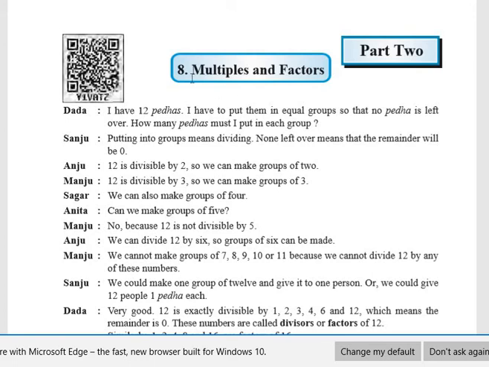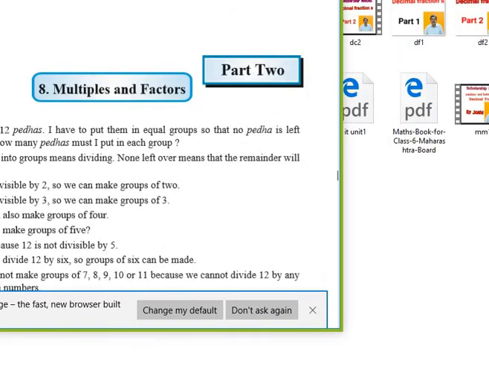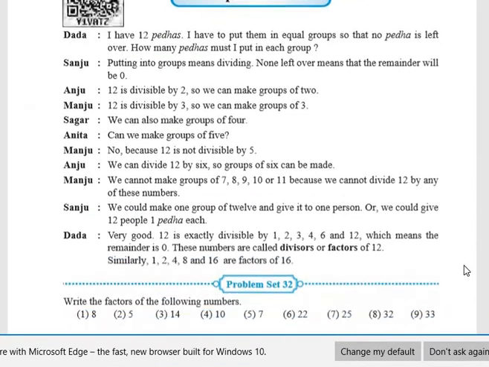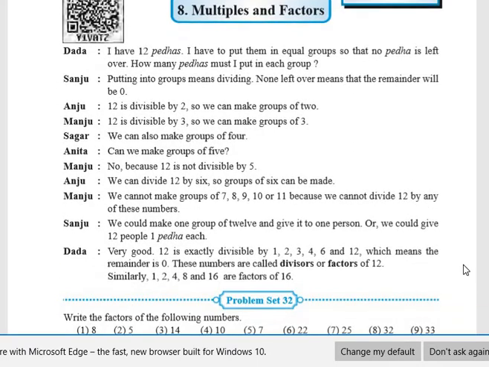Name of the topic is multiples and factors. Okay. Now first, what is meant by multiples? Multiples means here. Write the factors of the following numbers.